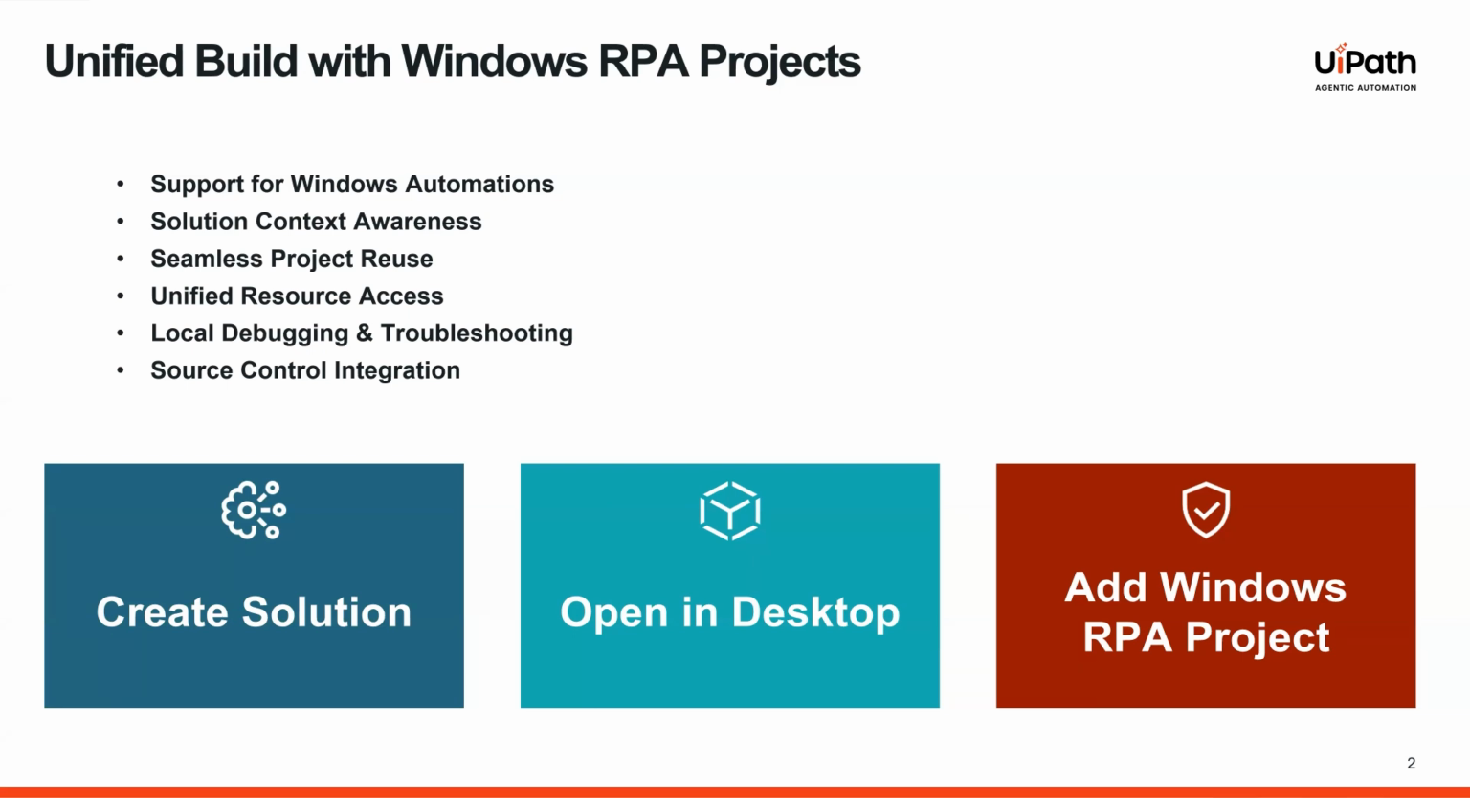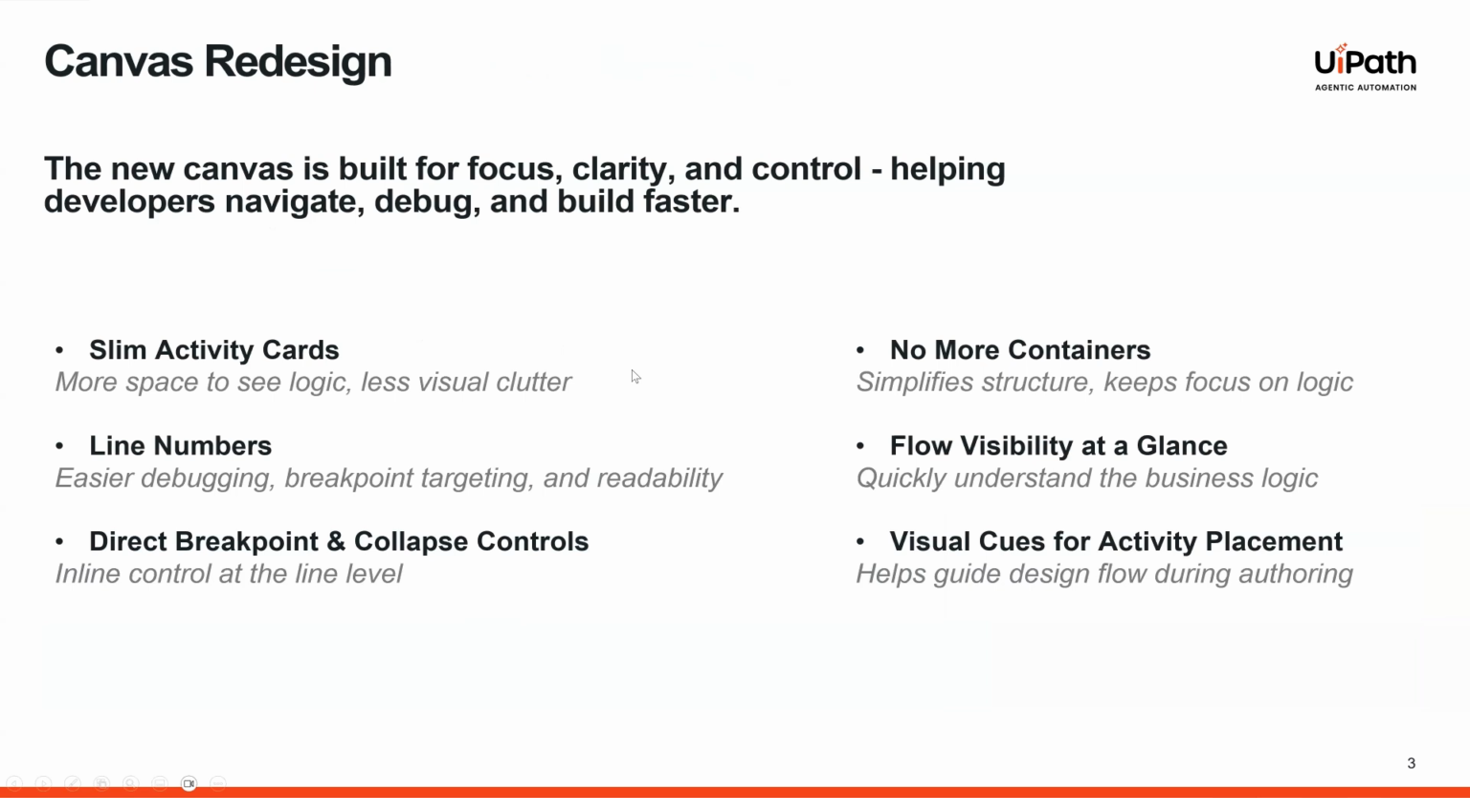We'll start in Studio Web, validate the data using an AI agent, and switch to Studio Desktop to build and run the Windows-specific automation. In the second part of the presentation, we will look at the same automation in a cross-platform project, and I will show you how the redesigned canvas improves the entire developer experience. Let's get started.